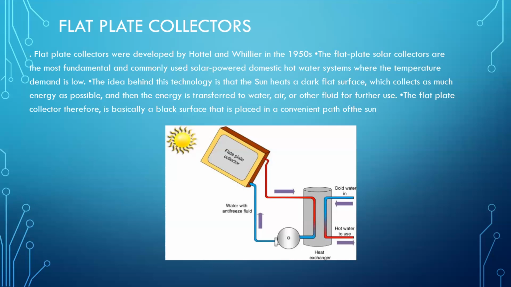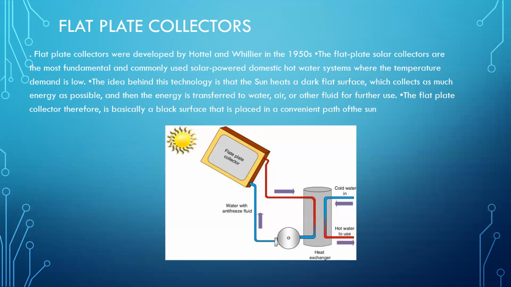For domestic or industrial water and space heating purposes, solar thermal collectors are classified into two types: flat plate solar collectors and evacuated tube solar collectors. The first one is flat plate collectors. Flat plate collectors were developed by Hottel and Whillier in the 1950s. Flat plate solar collectors are the most fundamental and commonly used collectors, powering domestic hot water systems where the temperature demand is low.